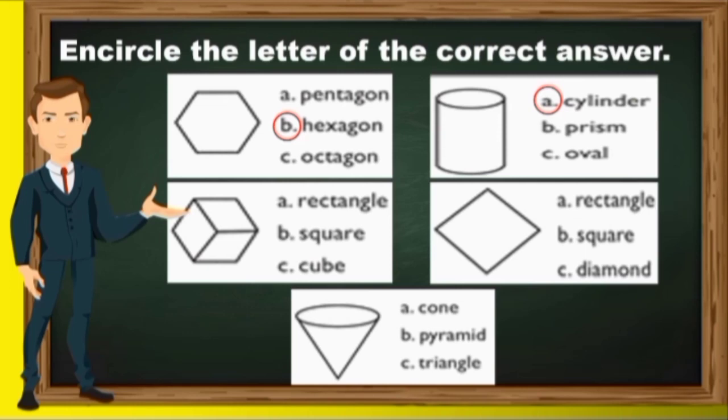Number 3, what is the letter of the correct answer for the illustration? Exactly, the answer is letter C, cube. Number 4, what is the correct answer for the illustration? Nice, the answer is letter C, diamond. Number 5, what is the correct answer for the illustration? Very good, letter A, cone. It seems you really understand our previous lesson.